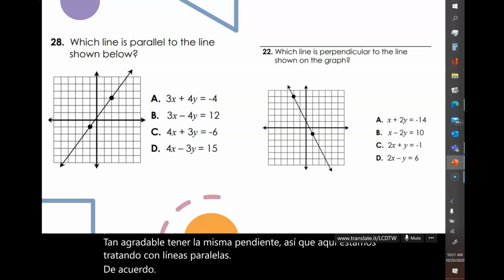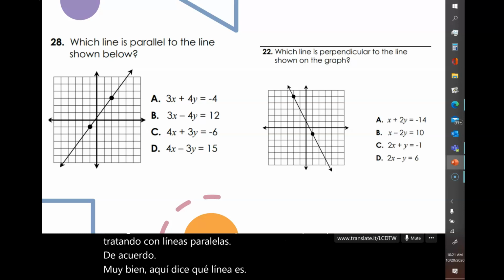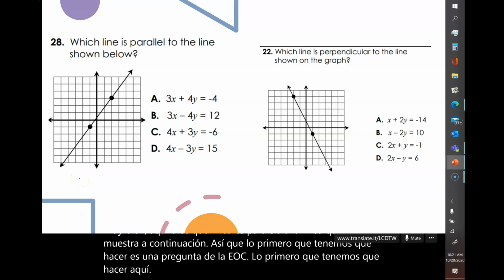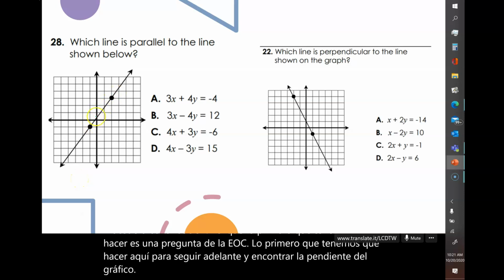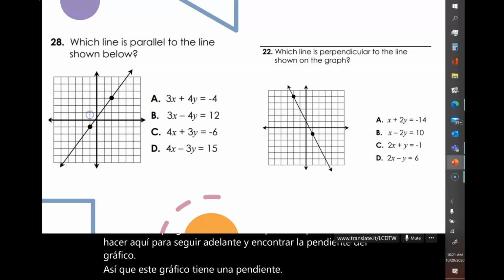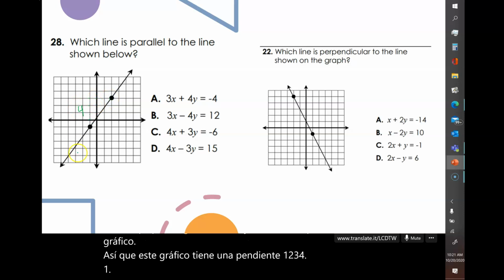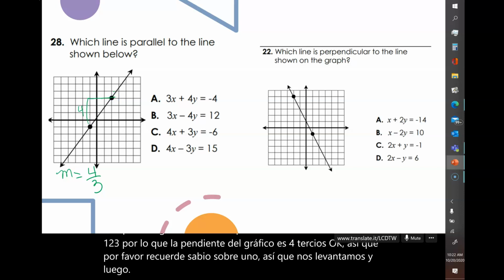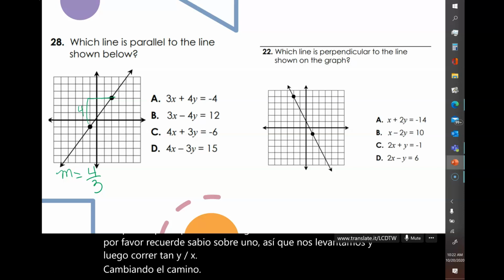All right. So here it says which line is parallel to the line shown below. So this is an EOC question. First thing we have to do here is to go ahead and find the slope from the graph. So this graph has a slope of 1, 2, 3, 4, and 1, 2, 3. So the slope of the graph is 4/3. Okay, so please remember rise over run. So we rise and then run. So the change in y over the change in x.